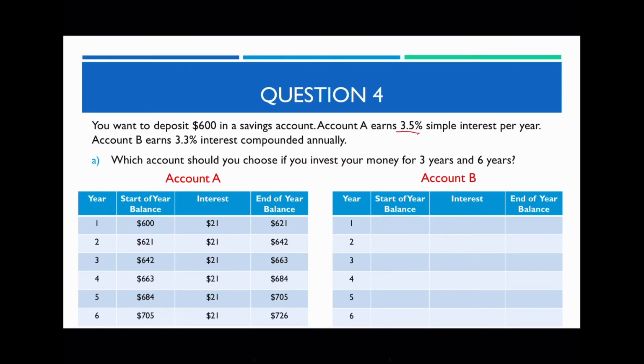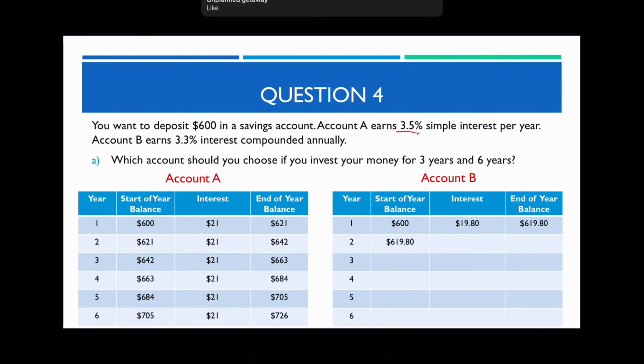In contrast, when you're doing compound interest, remember that the interest will always grow over time. Similarly, the starting balance is also 600. Find out what 3.3% of 600 is going to be. That's going to be $19.80. Add these two values there. So this is going to be $619.80. That's going to be our starting balance over here.